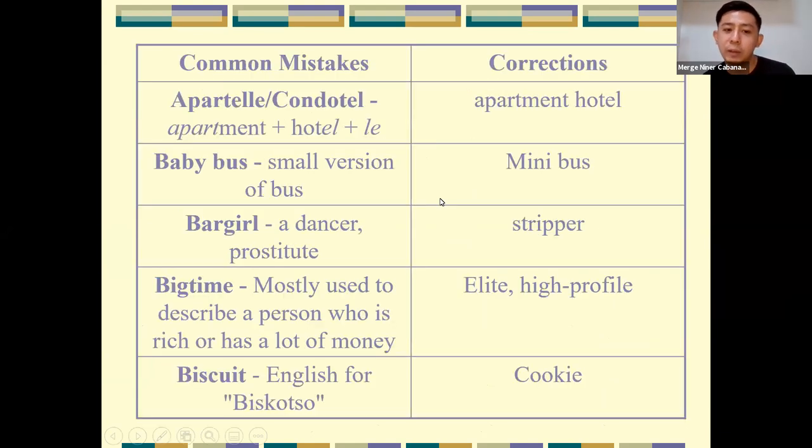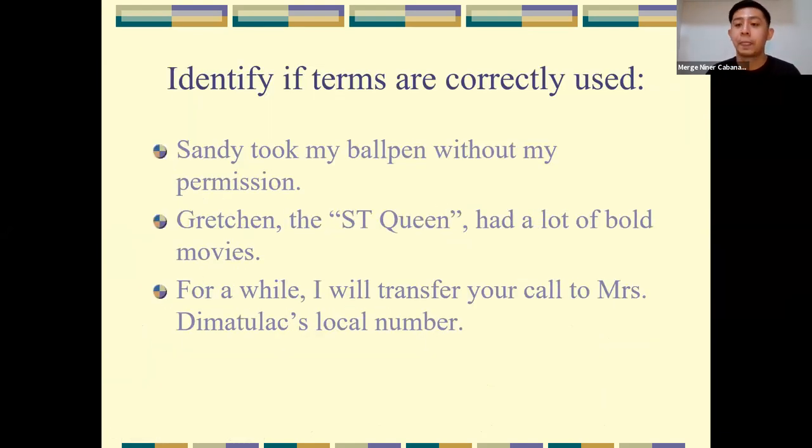Sandy took my ball pen without my permission. Again, Sandy took my ball pen without my permission. "Kinuha ng walang paalam." Took without permission. Now, the problem here is there's a word for that. There's a word for taking something without permission, and that means stealing. So instead of saying, Sandy took my ball pen without my permission, you could have said, Sandy stole my ball pen.